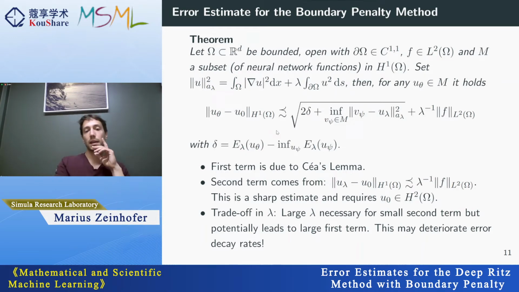So this first term is again what comes from Céa's lemma, with the delta being how well we resolve the optimization of the energy E lambda, just how far we are in energy from the minimizer. And the second term comes from the second term in the triangle inequality. Here we know it goes to 0 with 1 over lambda. And for this estimate to hold, we need U naught to be in H2.